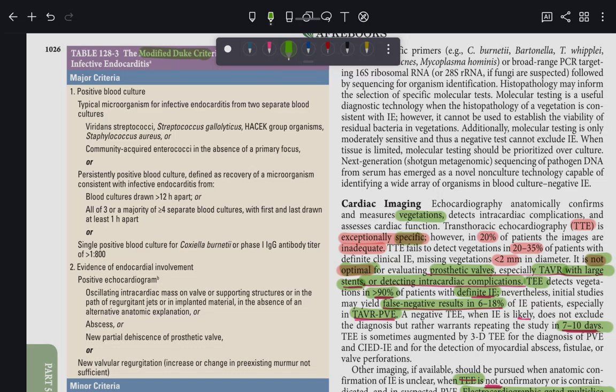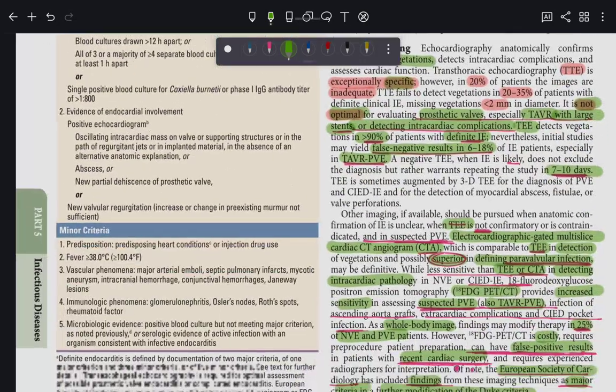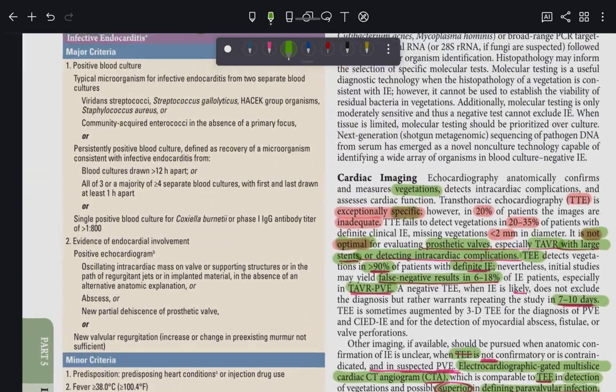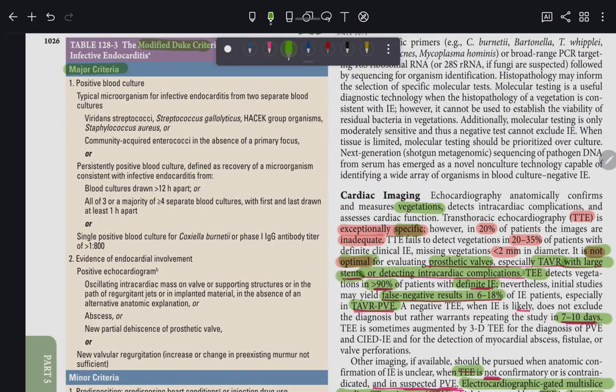What are the diagnostic criteria? We have one major criterion, that is positive blood cultures. The second one is evidence of endocardial involvement. Now how will we define these major criteria? What is defined as a positive blood culture?